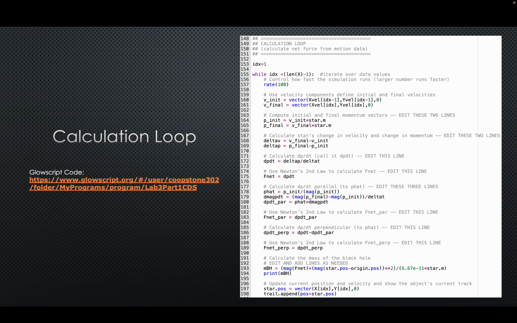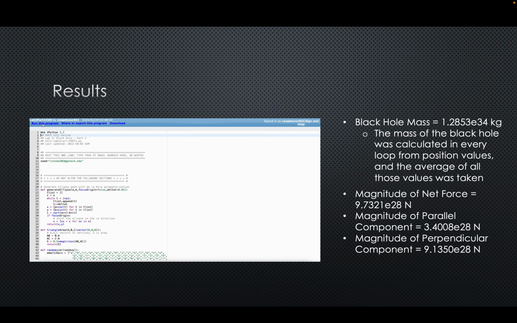and then finding the parallel and perpendicular components. Find the parallel component by applying this to p hat, or the unit vector of momentum, and then subtracting that from the net force to find the perpendicular change in momentum, or the perpendicular component of force, because the parallel and perpendicular components summed is the net force. And then here you can see that I found the black hole mass to be about 1.3 times 10 to the 34 kilograms. And here's the video of my simulation being run.